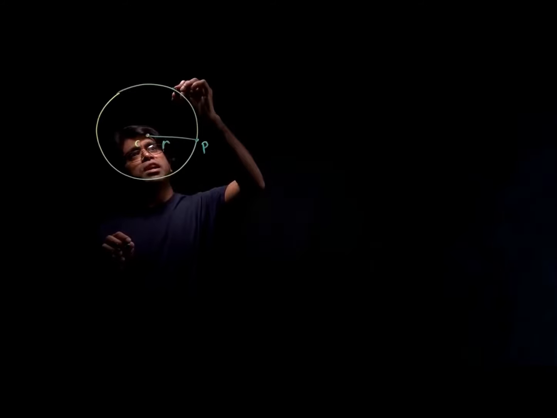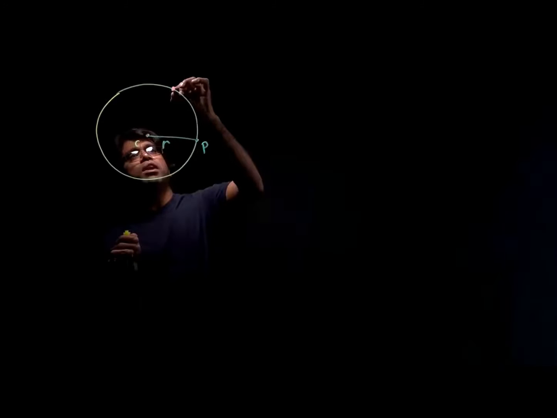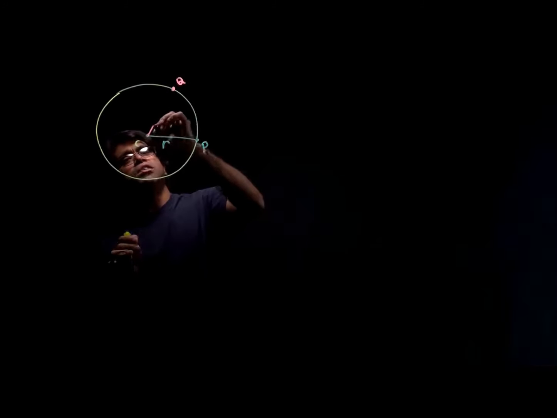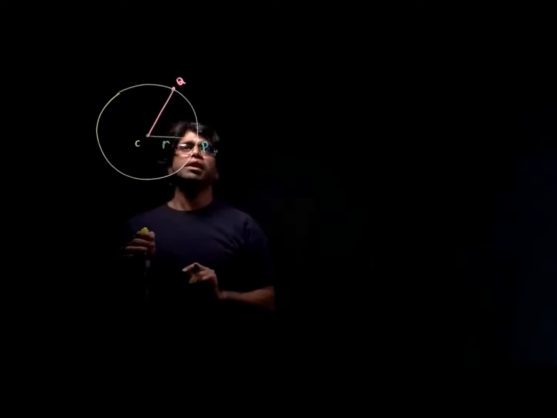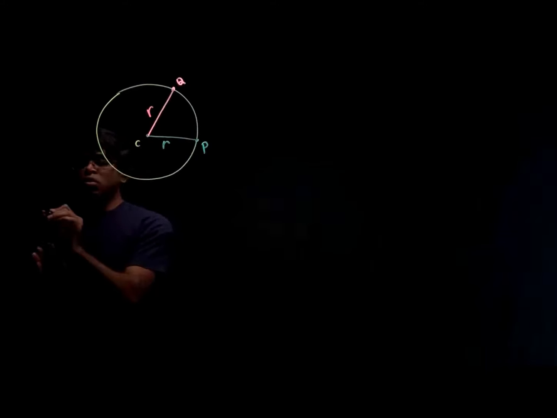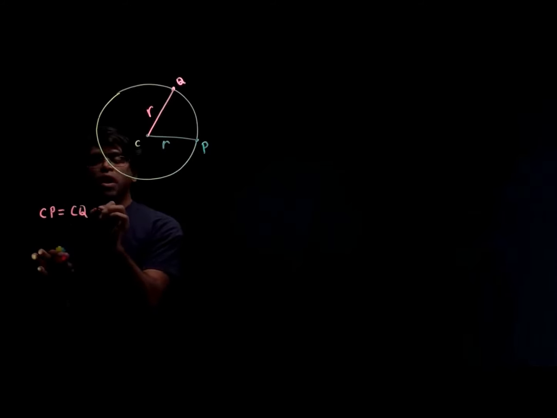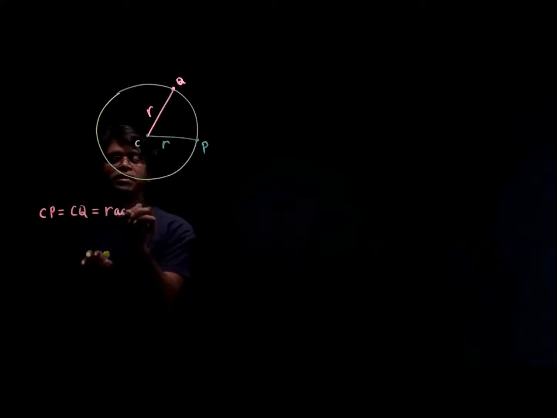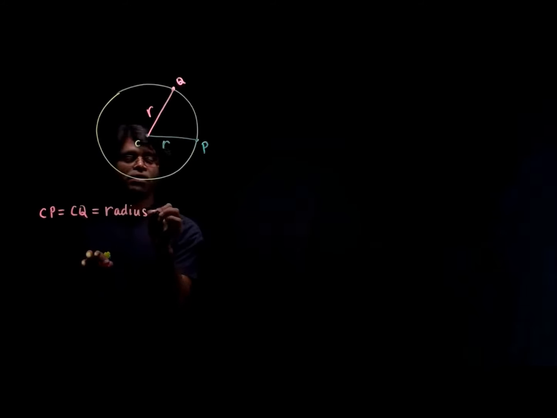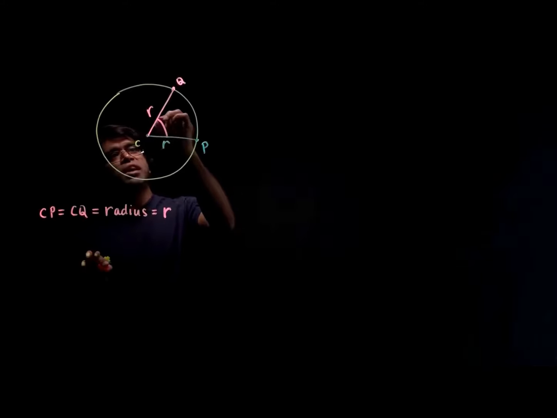And I'm going to consider another point. Let me consider a different color. So let this point be my point Q, and this is also a radius. So CQ is also the radius. So I can write CP is equal to CQ, and both are the radius of the wheel or the circle, and let that radius be R. Now let's consider this angle, and let this angle be angle theta.